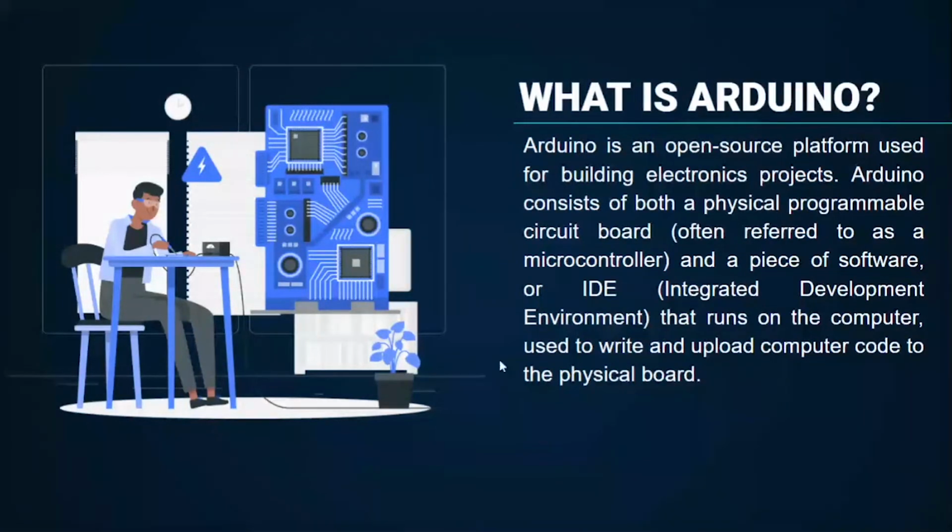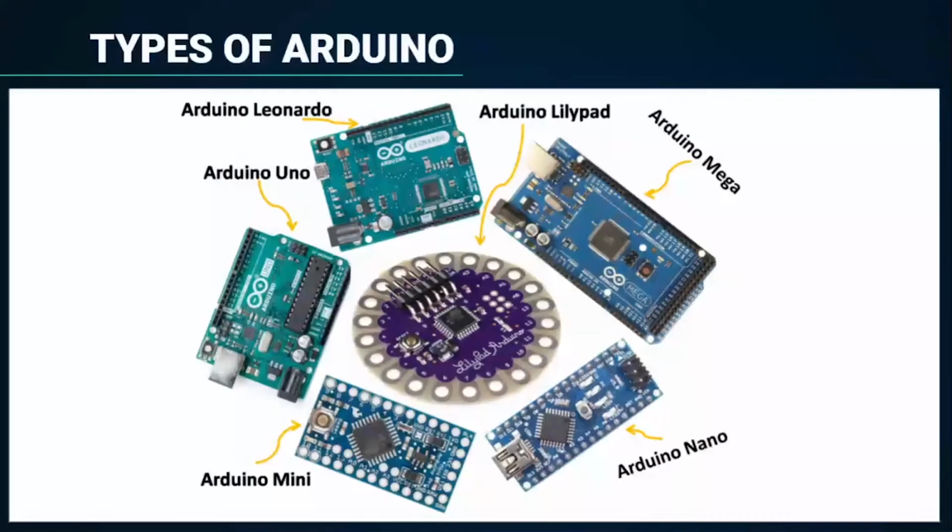What does an IDE do? We just write the code. It's a development environment, and the Arduino provides us with that. So Arduino gives us a board. Arduino is a board as well as an IDE. Moving on, these are some examples of the boards. You can see the Arduino Mini, Nano, Mega, Lilypad, and Uno. Here we're going to talk about Arduino Uno because it's a very commonly used one.